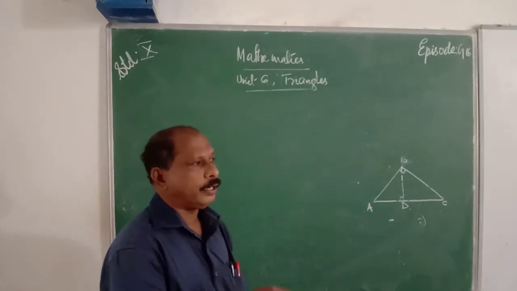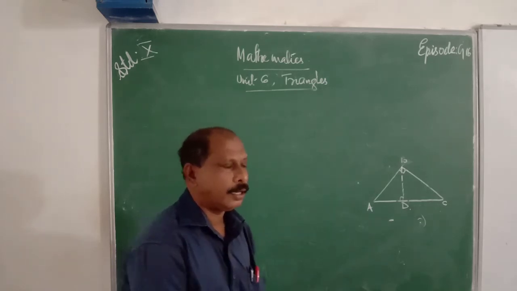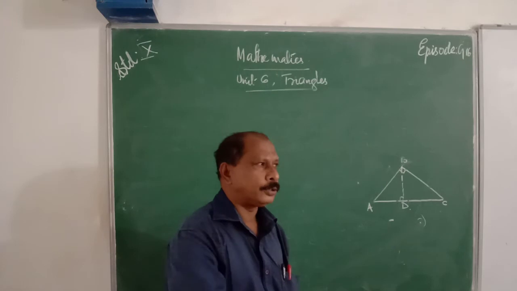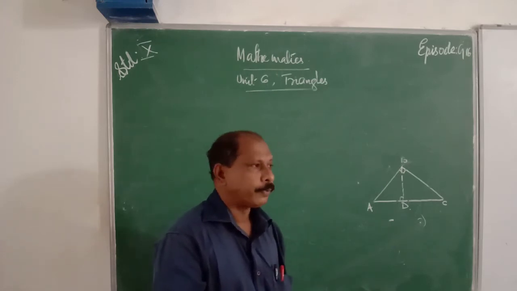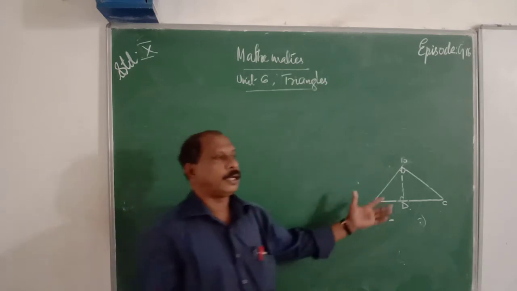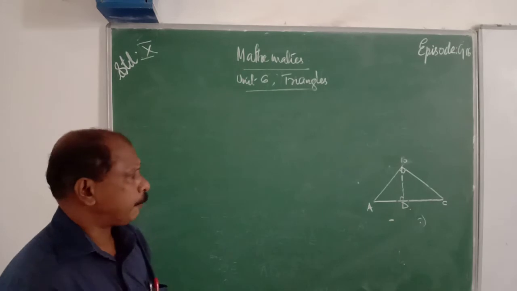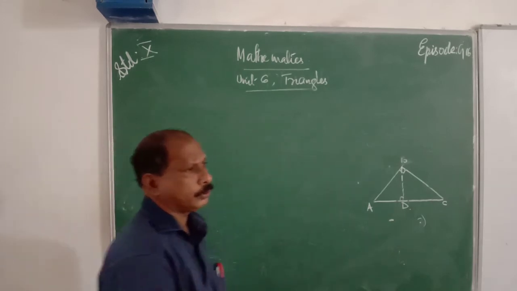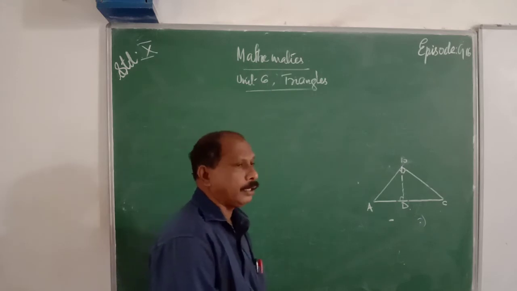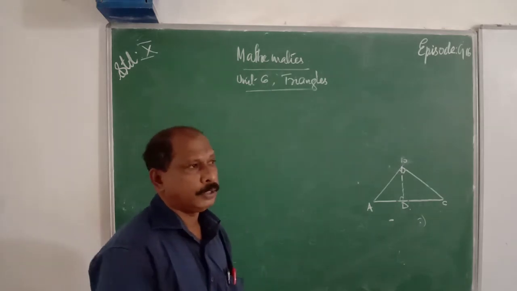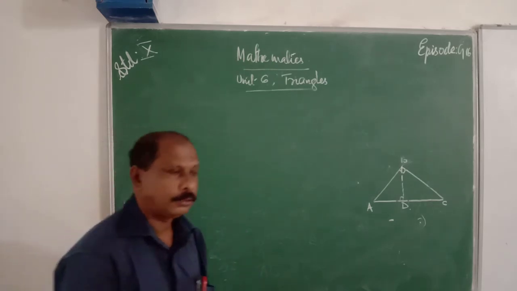Therefore, triangle ADB is similar to triangle ABC, by the angle criteria. Therefore, their sides are proportional. For the larger triangle, AB is the base; for the smaller triangle, AD is the base. For the larger triangle, AC is the hypotenuse; for the smaller triangle, AB is the hypotenuse. Therefore, AB by AD is equal to AC by AB. Cross multiplication, we get AB square is equal to AD into AC. That is equation number 1.